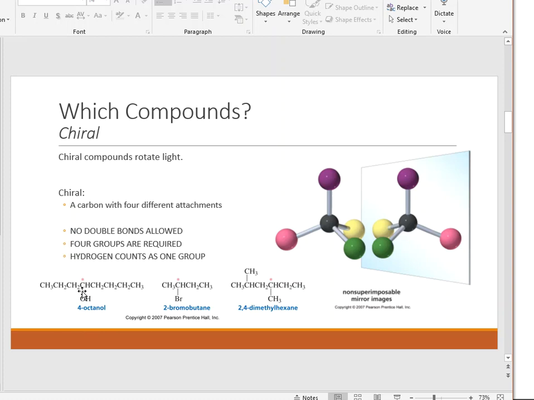And that carbon, we could put an R or an S depending on how they're given, and we can determine if that's left-handed or right-handed. The problem though is that we cannot determine if that molecule will rotate light left-handed or right-handed. We're actually going to have to put that into a polarimeter and actually measure it in order to determine that.